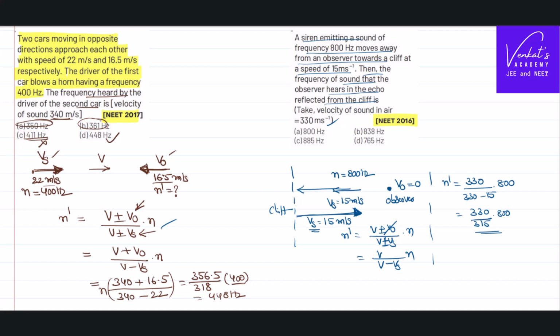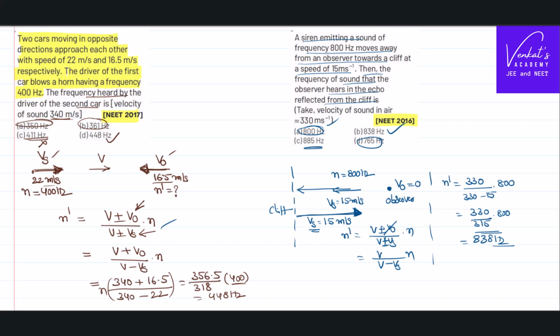So it's obvious that it is going to be more than 800, right? So these two options can be definitely ruled out. If you calculate this value, it becomes 838 Hz, not 885, which is too high. You will get 838 Hz because 330 by 315 is a little more than 1. So this is how we solve the Doppler effect problems.